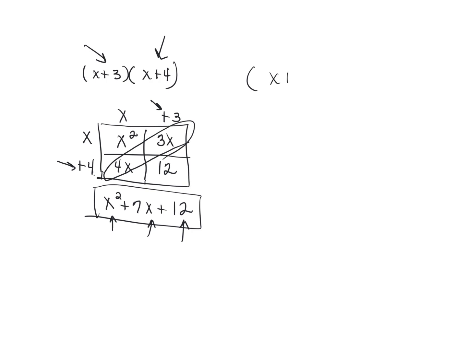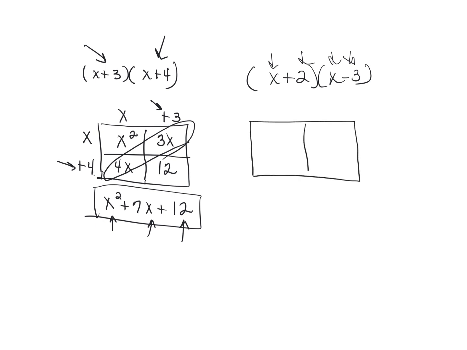We have x plus 2, x minus 3. There are 4 terms: 1, 2, 3, 4. So you need 4 boxes. And x plus 2, x minus 3. And again, you're going to just multiply like you would in a multiplication table.